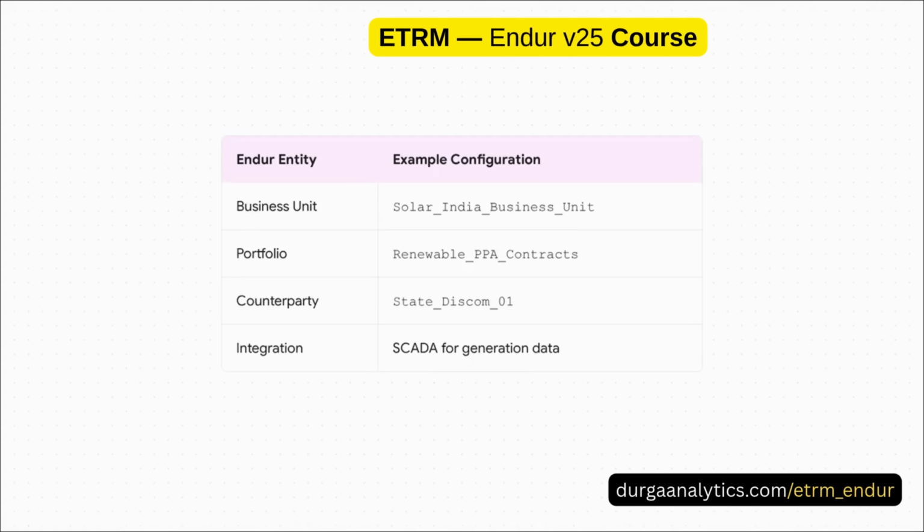And this slide, this is how Endur translates that abstract goal into a concrete digital reality. See, a producer isn't just some label in the system, it's a very precise configuration. A business unit might represent a specific operation, like a solar business in India.